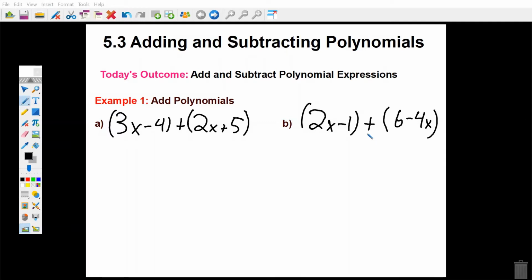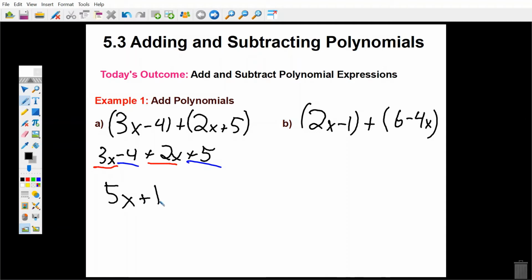If you have an adding question, these brackets aren't really doing anything because the plus sign is not going to affect anything in the brackets. So the first step I would do is to rewrite the equation with the brackets dropped. At this point, we're now looking at a question similar to what we did in 5.2. Now, I want to identify my like terms and combine them. So I've got 3x plus 2x is 5x, and negative 4 plus 5 is positive 1. Our answer is 5x plus 1.